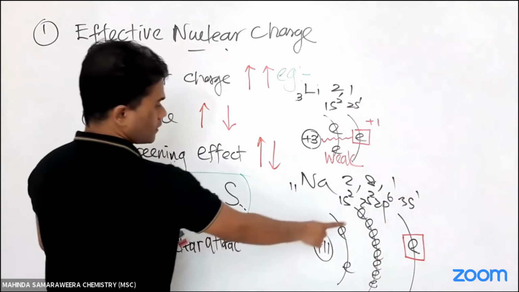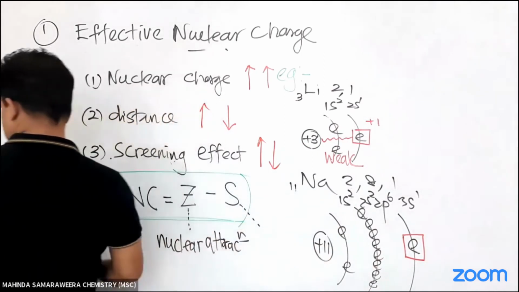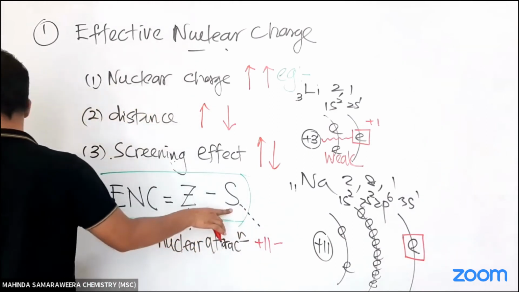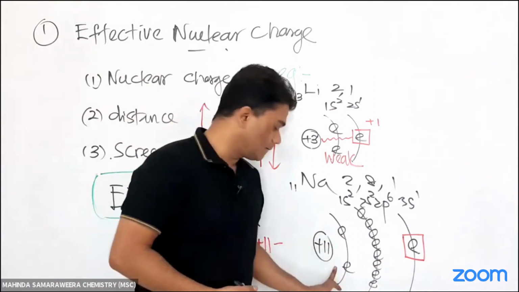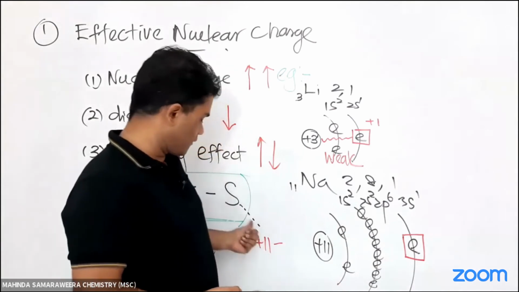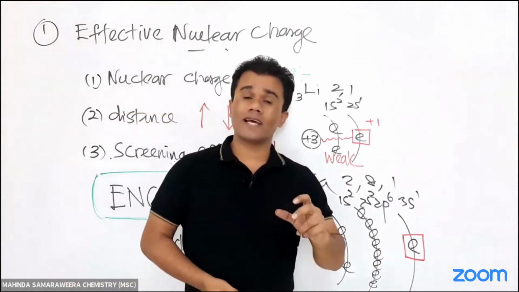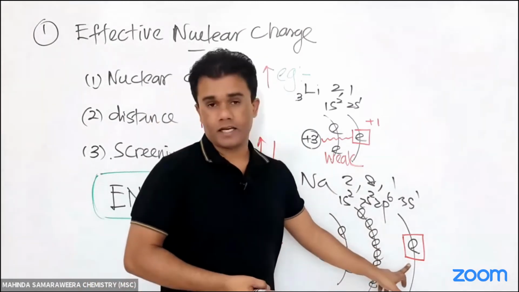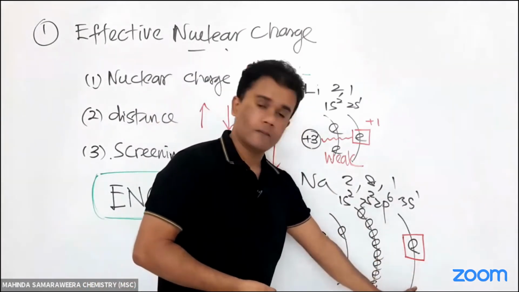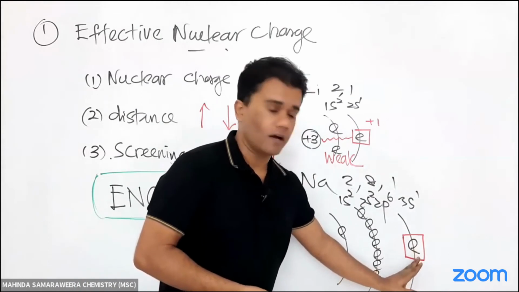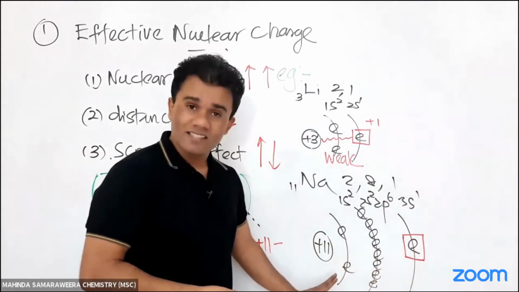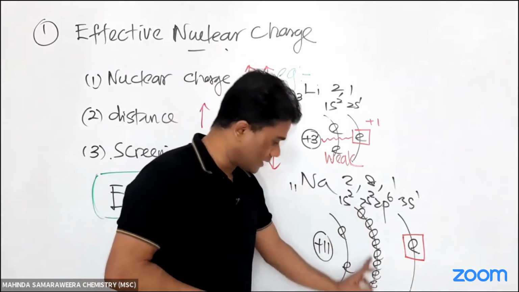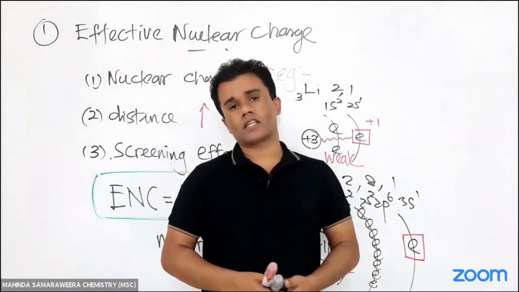Z is actually plus 11. Nuclear attraction for sodium is plus 11, minus the screening effect. Screening effect is what? Is that 2 only? No. The screening effect, I told you, is the number of electrons available in the inner energy levels. Now I consider this electron, that means the third energy level. Before the third energy level, you have the second energy level and the first energy level. So the electrons available in both the first and second energy levels are inner electrons.